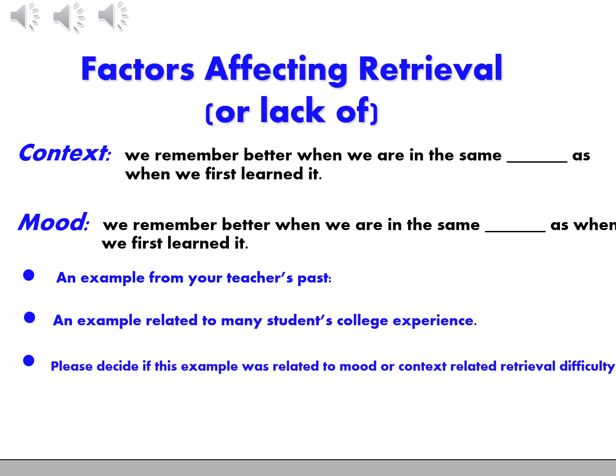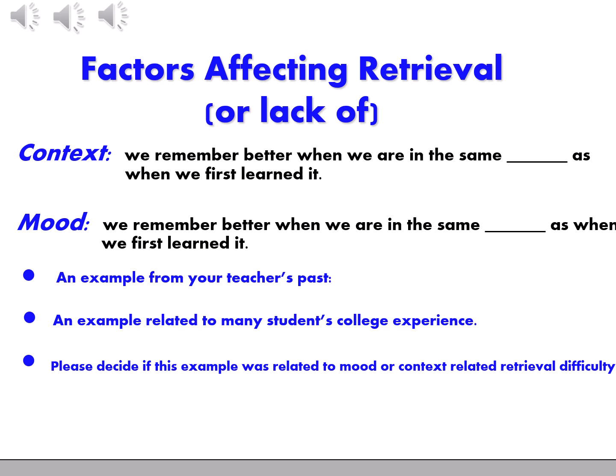Retrieval has been well studied, and we know that certain factors can either facilitate it or inhibit it. Let's consider the two factors of context and mood. We know that context has a strong effect. We remember better when we are in the same situation as when we first learned the information. Similarly for mood, we remember better when we're in the same mood as when we first learned it.